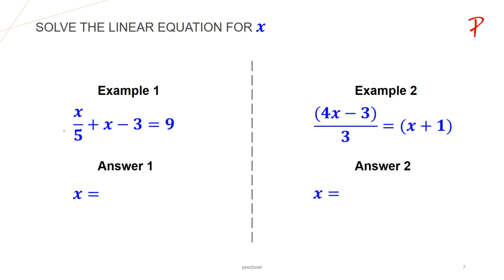Okay, so these are the two examples we solved. In example 1, we saw x upon 5 plus x minus 3 is equal to 9, and the value of x is 10 in this case, right? And for the second example, 4x minus 3 within a bracket divided by 3 is equal to x plus 1, and we saw that the value of x is 6 in this case, right? So hope you understood these two examples very well, and you can solve any similar type of examples on your own, right?